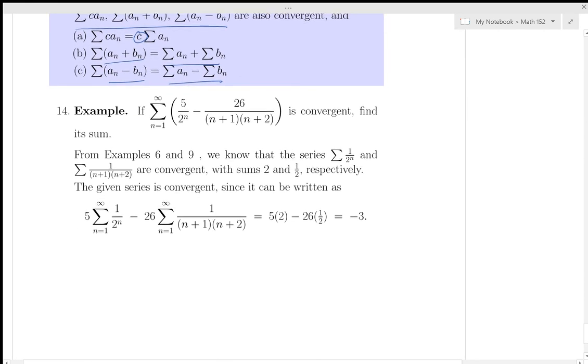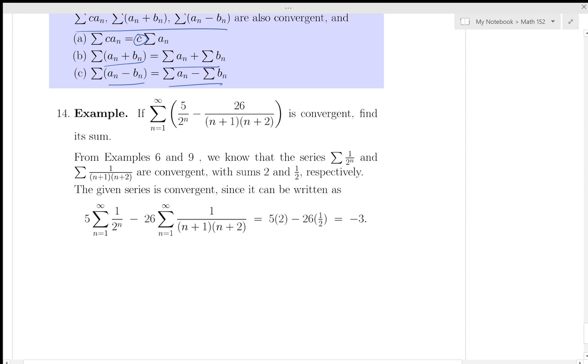We've got a sum here. We want to know if it's convergent, find the sum. So we're basically saying if it's convergent, don't bother checking for convergence. We're telling you it's convergent, so now you can go ahead and try to find its sum. And we've seen some portions of this. For example, in example six, we saw this one, 1/2 to the n, which is a little bit like that. That one's 5/2 to the n, but it's just different by a constant. And then similarly in example 9, we saw this one, which looks very much like this one, except for that factor of 26.